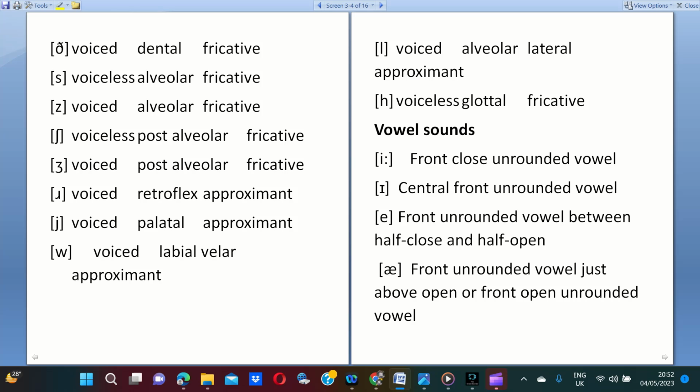Fricative, we know what a fricative is. It is a voiceless sound. Z, z, z. It is also a voiced sound. It is also alveolar. It is a fricative.